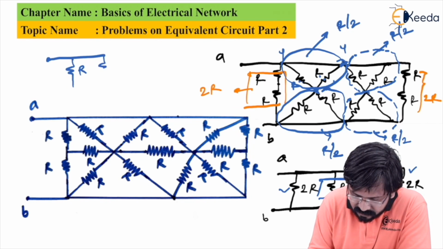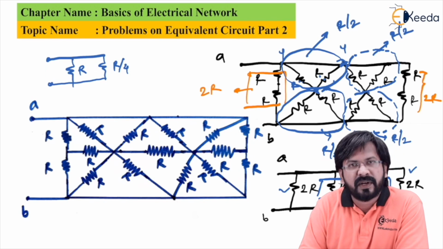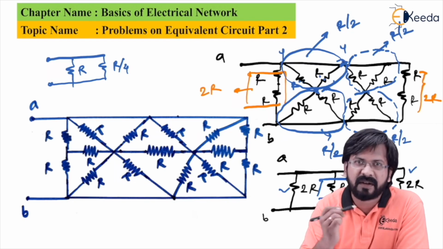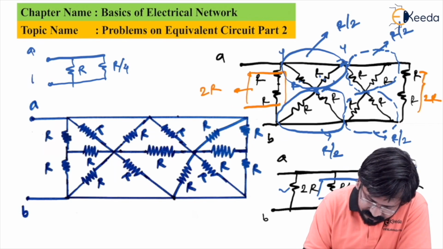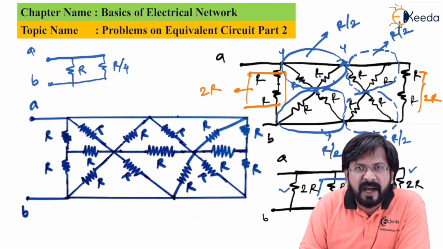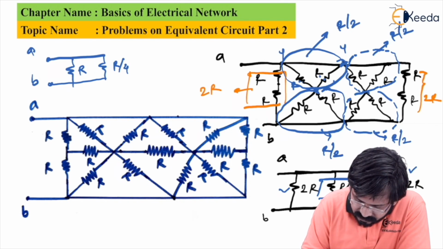This is R parallel with R by 4. Further, you only have to calculate the equivalent resistance between A and B by having a parallel combination of R with R by 4. So now R parallel with R by 4 becomes the equivalent between A and B. So I can say R_AB equals 1 into 4 upon 1 plus 4 times R, which is 4 by 5 times R.